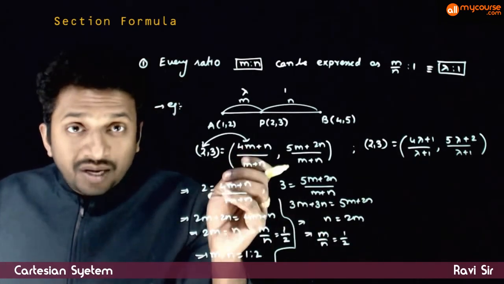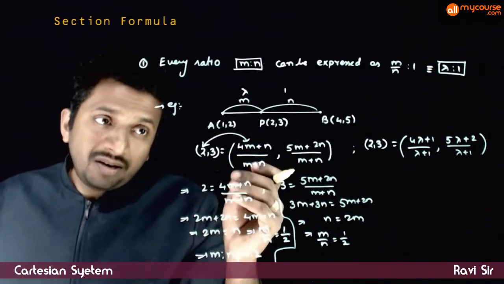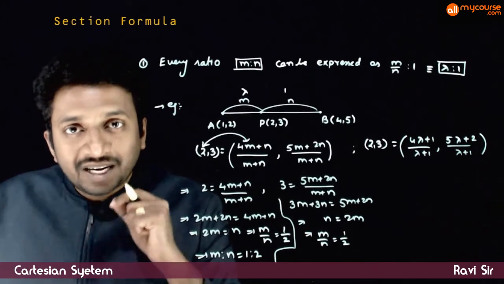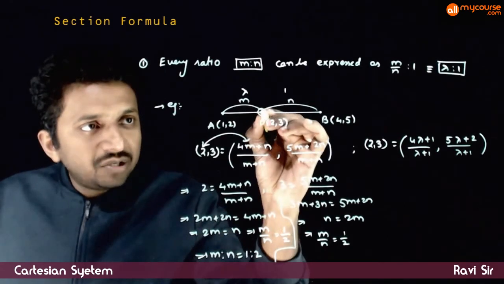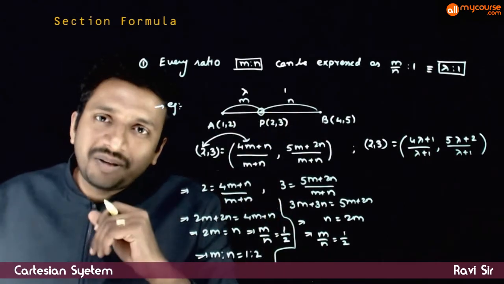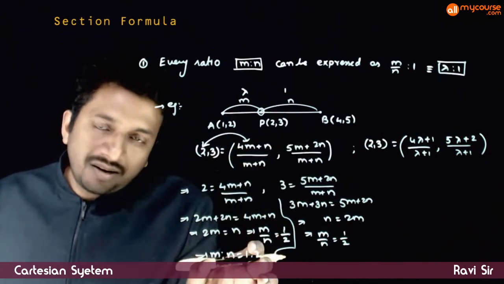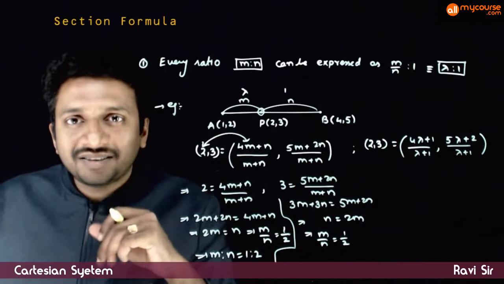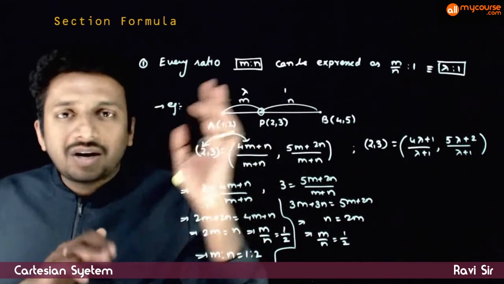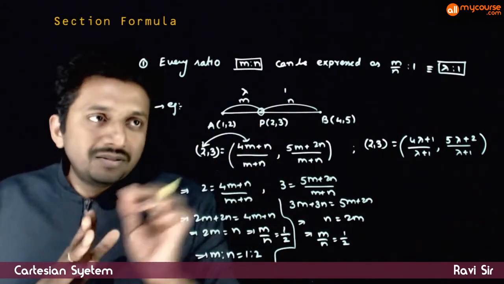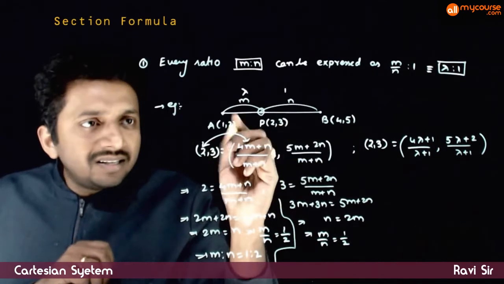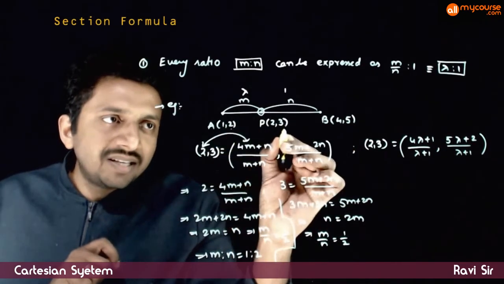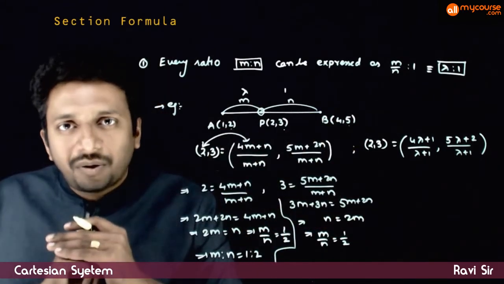So if you get the same m is to n from the x coordinates as well as the y coordinates, that means this point actually lies on the line segment AB. If you get one ratio from the x coordinates and the other ratio from y coordinates, that means the point does not lie on this line. So if the point lies on this line, the ratio with respect to x coordinates will be exactly same as the ratio with respect to y coordinates.